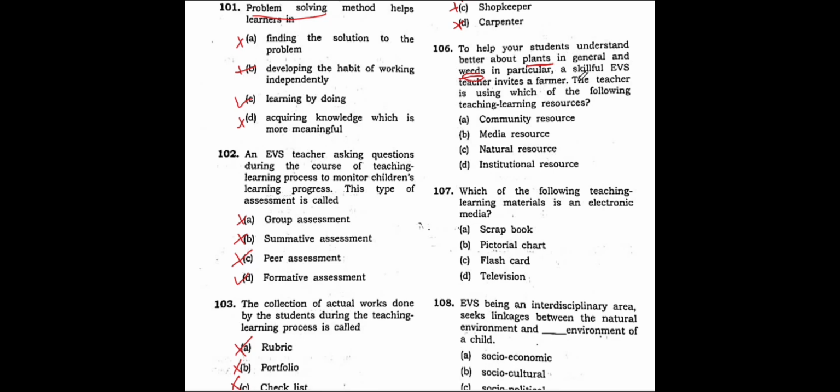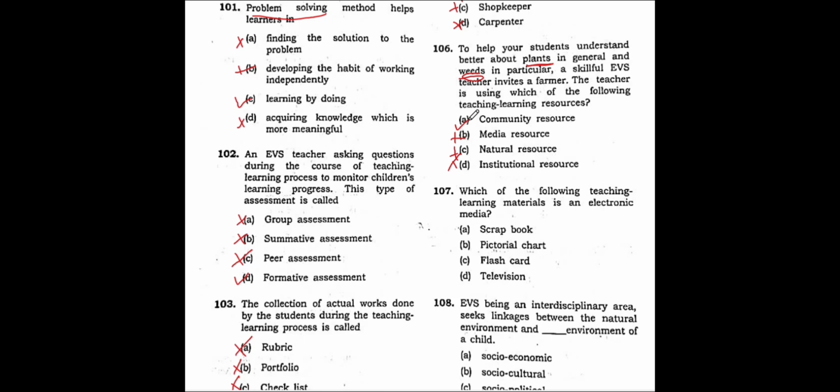Now when we are inviting somebody, we are inviting a farmer. So what type of teaching learning resources are we using? There are different resources available in this environment. There are institutional resources, natural resources, media resources, and community resources. So a person will be what type of resource? Of course we know it's a human resource, but here the option human resource is not given. So we have to choose among these. It will not be institutional resource, natural resource, or media resource, but it will be community resource. So the farmer will be known as a community resource.